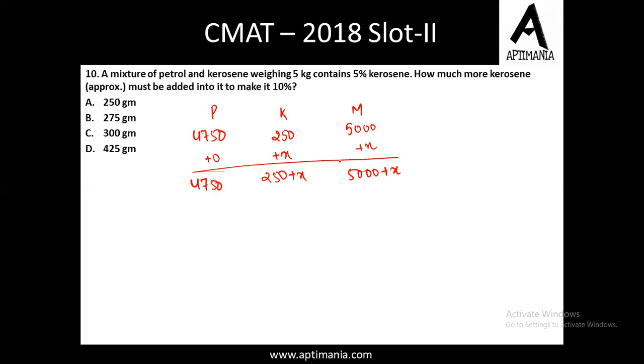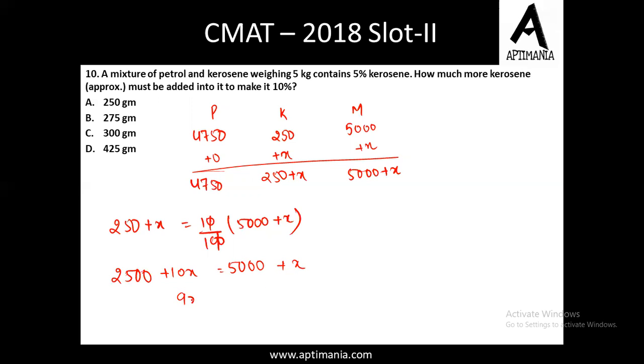Now what is being asked to us is that the kerosene must be 10% of the mixture. So this kerosene, 250 plus X, is equal to 10% of 5000 plus X, right? So we'll just cancel out the 0, and on cross multiplying, I'll have 2500 plus 10X equal to 5000 plus X, right? So we'll have 9X equal to 2500. On solving, we'll have X equal to 2500 upon 9, which is approximately equal to 277 point something.